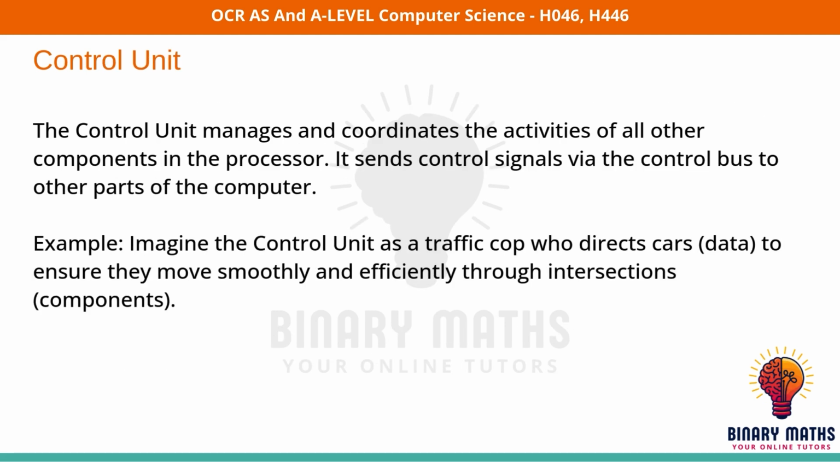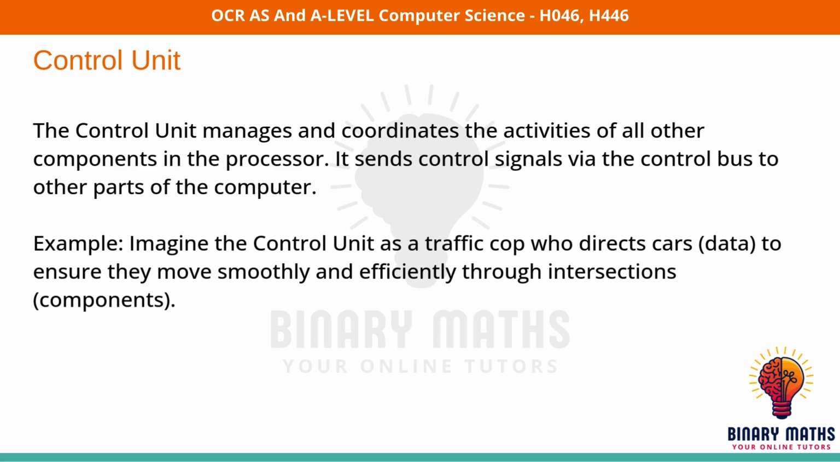The control unit is crucial because it manages and coordinates the activities of all other components in the processor. It sends control signals via the control bus to other parts of the computer. Imagine the control unit as a traffic cop who directs cars, such as data, to ensure they move smoothly and efficiently through intersections, which can be components. Without the control unit, the processor would be like a chaotic kitchen with no head chef.